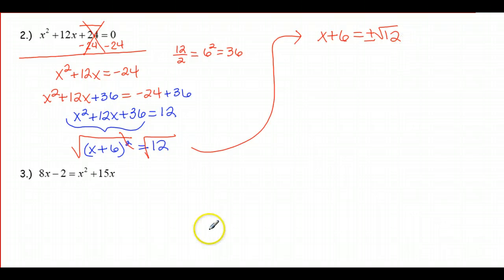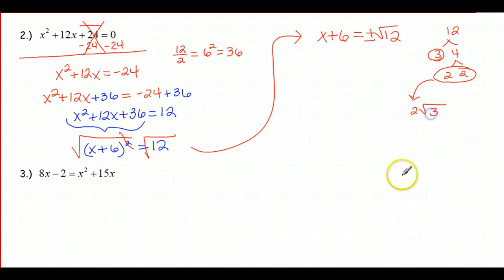Now, before we move on, we should simplify the square root of 12. Factor it, tree it out if possible. So let's go ahead and do that on the side. I know 12 breaks down to 3 times 4, and 4 breaks down to 2 times 2. Remember, for every group or pair of numbers, you can pull one of them out of your radical, and then the prime number that remains goes inside. So the square root of 12 is the same thing as 2 root 3. So I can rewrite my equation x plus 6 equals plus or minus square root of 12 as 2 square roots of 3.